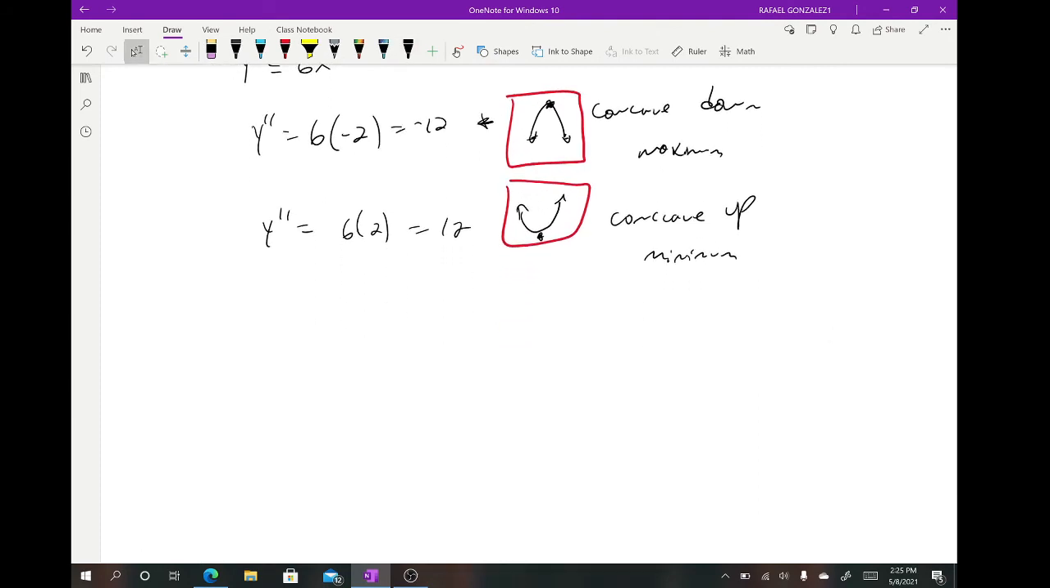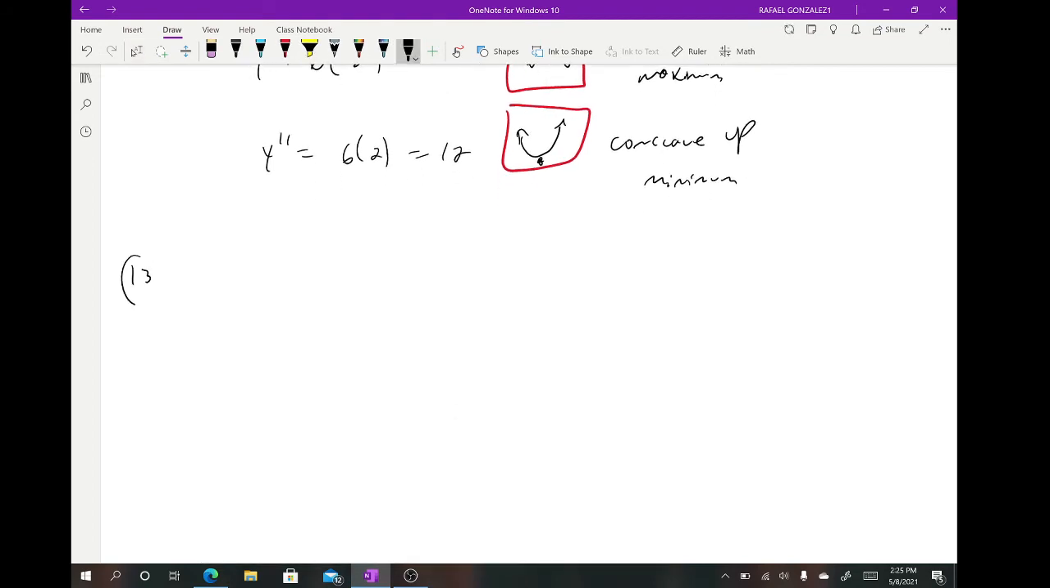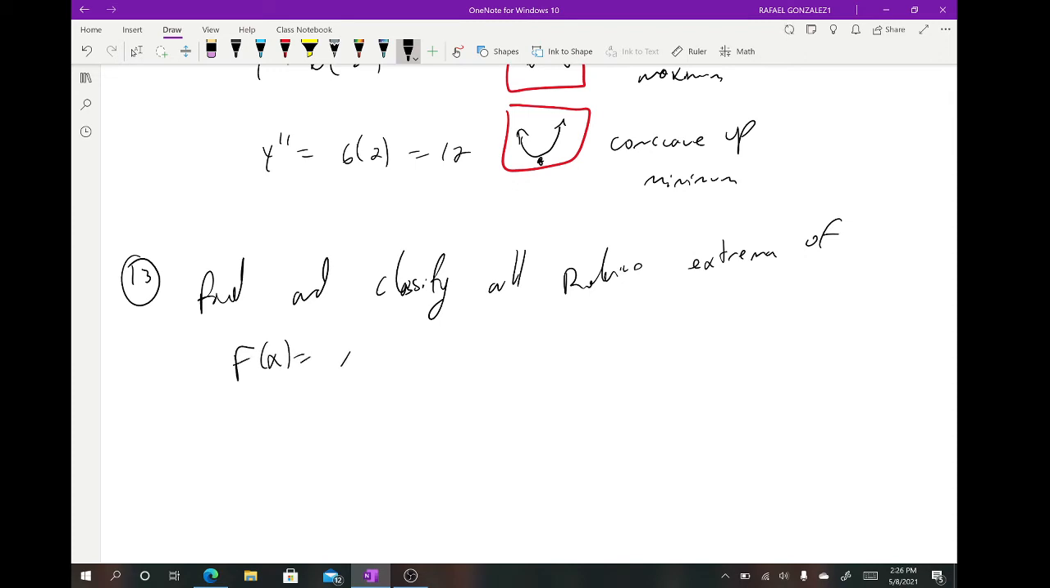Speaking of minimum and maximum, the next problem talks about relative extrema. So problem number 13 is the following. It's to find and classify all relative extrema of f of x is equal to x to the 4. And there's no sign here, so I'm going to go with a positive, and hopefully this works. x to the 4 plus 4x squared plus 2. Hopefully it's a positive and not a negative there.